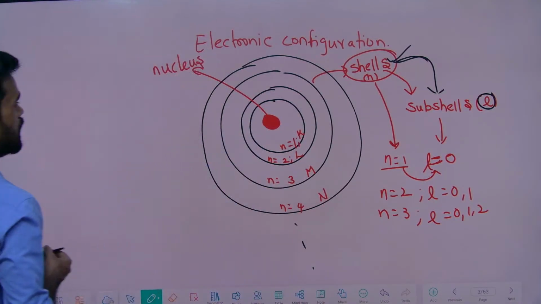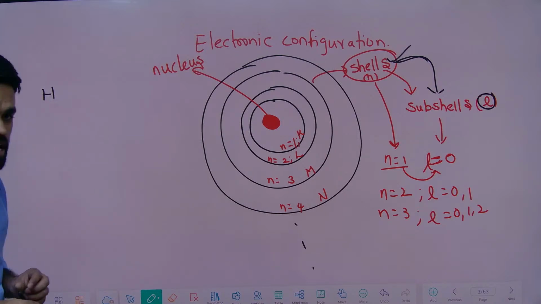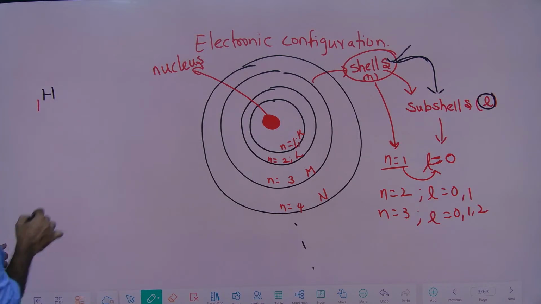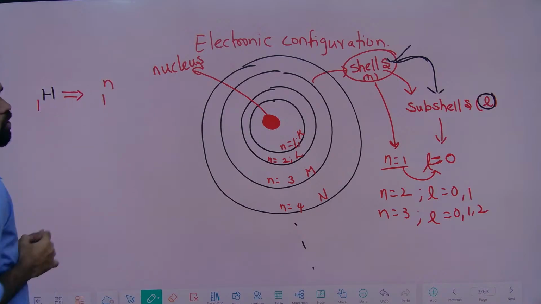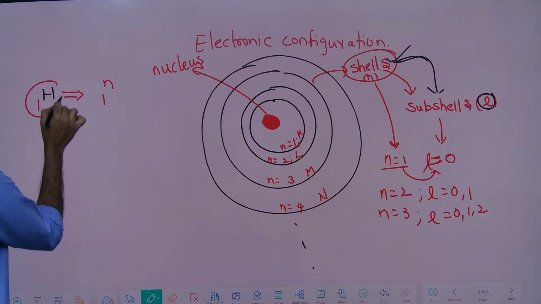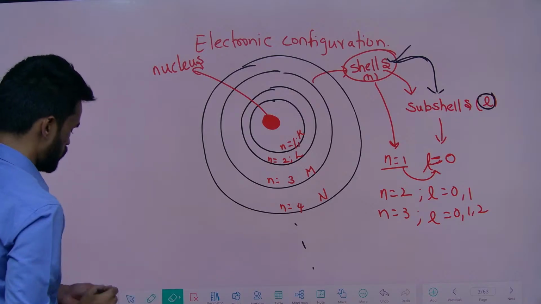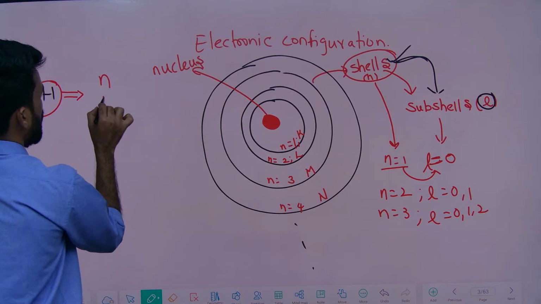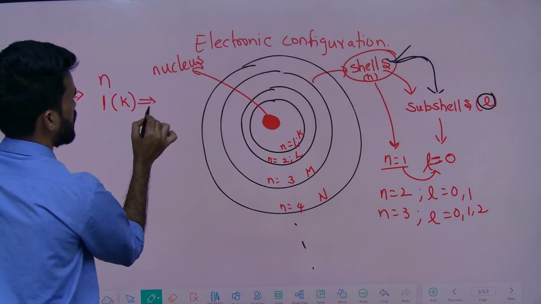Now let us take the hydrogen atom. What is the atomic number of hydrogen? 1. So it contains shell n equals to 1, the first shell. Hydrogen atomic number 1 means it has 1 electron also. So if n equals to 1, I can represent it as K also. So in the K shell we have one electron.